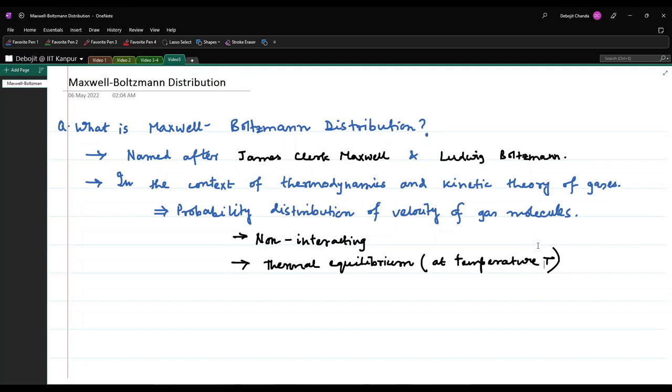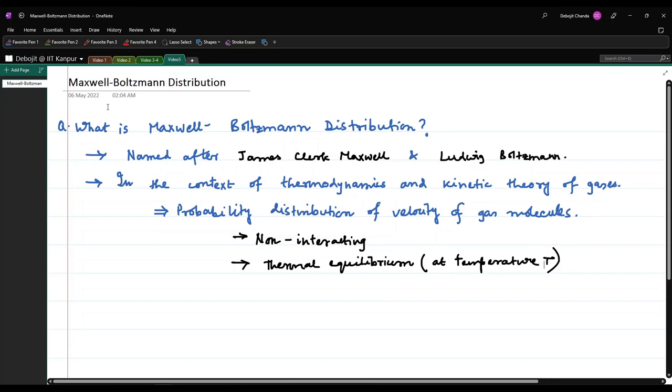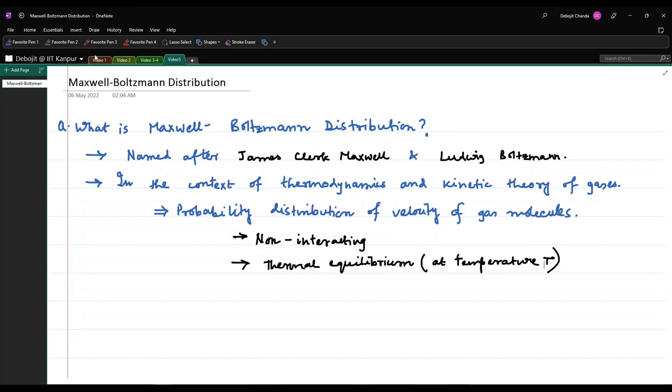So by example, the system can be thought of like a container with ideal gas, where the gas molecules do not interact with each other, but they have collision with the container body and among themselves, and when they are having collision, they then exchange energy and momentum, and in this method they come to thermal equilibrium at temperature T. So now let me write the distribution.